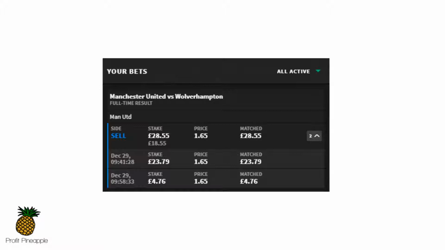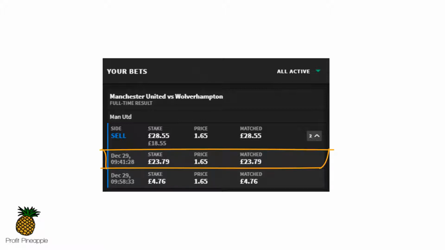Okay guys, so as you can see here in this screenshot, I had two different lay bets on this game, which was Man United versus Wolves. The top lay bet, which I used a stake of £23.79, we're going to assume was the 2up lay bet, which is obviously the one that I would want to cash out of if the team I backed with a bookmaker ended up going 2 goals ahead.